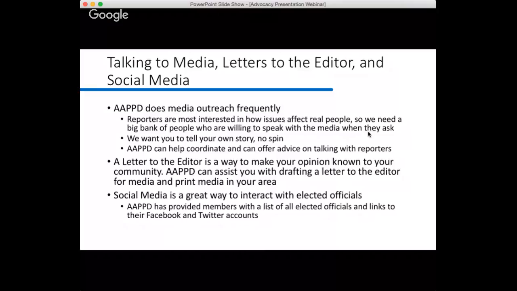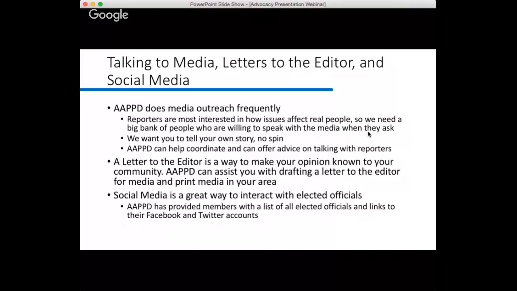So in addition to media outreach with reporters and TV media, we also ask people to sign or write letters to the editors. And a letter to the editor is a way to make your opinion known to the community. I'm sure you have all seen the letter to the editor opinion section of your newspaper. What people don't usually know is that many letters to the editor are actually ghostwritten, and community leaders sign on to those because they believe in the issue. So we can do the same thing.